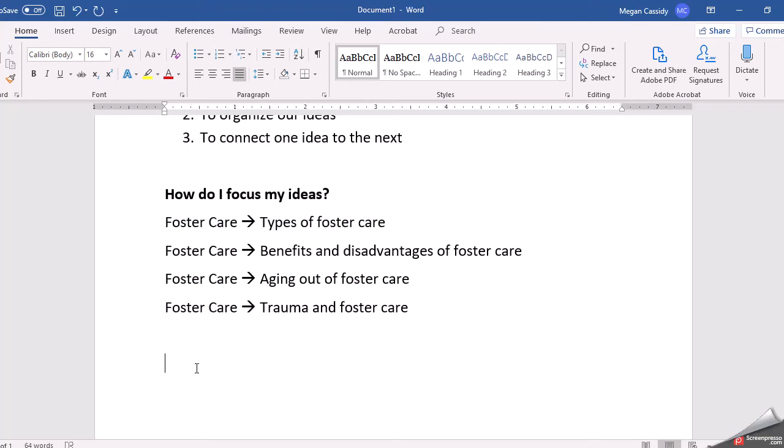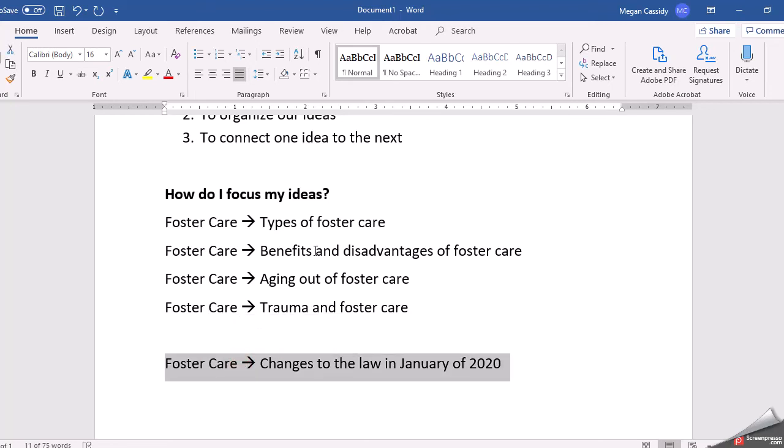In contrast, if I wanted to look at the foster care system and I'm saying changes to the law in January of 2020, that might be way too specific, right? So just like I couldn't cover all 4 of these things, I also don't want to have something that's so specific, unless there was a big law that came in January 2020 that changed everything, and then you could talk about all those changes. Most likely that's going to be too narrow of a focus.